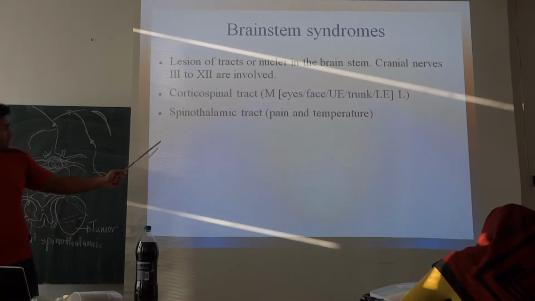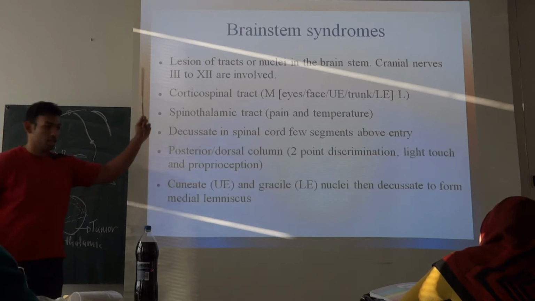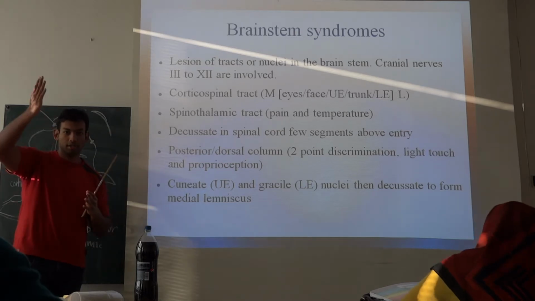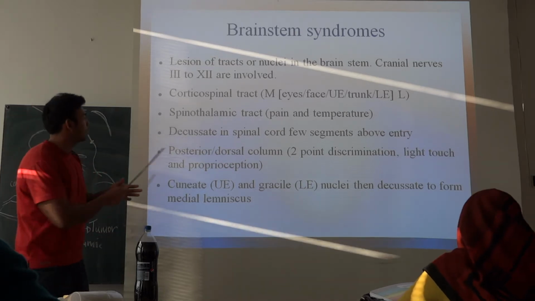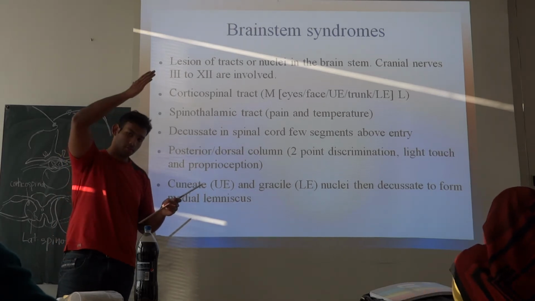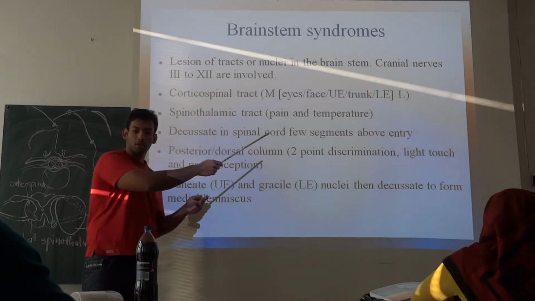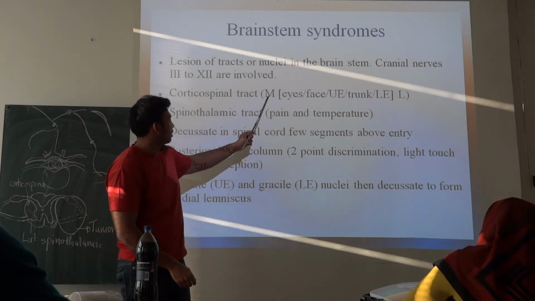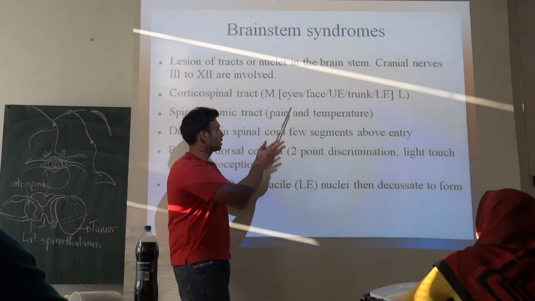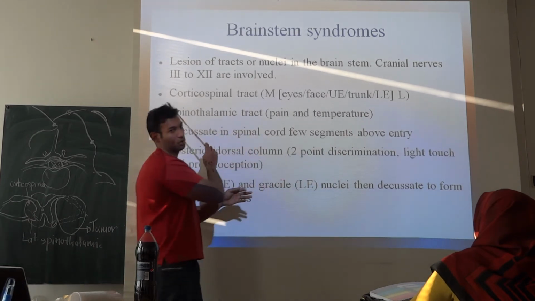And then there are tracts. These tracts are present in your brainstem. Because all the tracts, before they go to your brain, they have to pass your brainstem, obviously. So, there's a corticospinal tract in your brainstem that continues to the motor cortex. Yeah? So, there can be a problem with your corticospinal tract. This is how they are arranged from the medial side to the lateral side. The medial side controls your eyes.